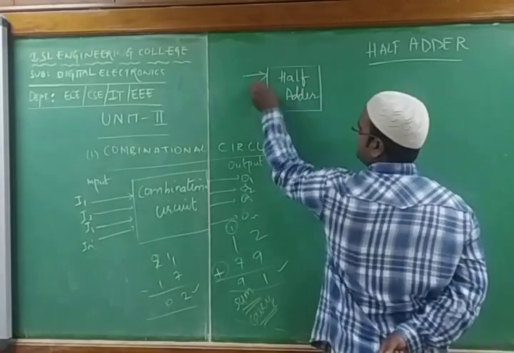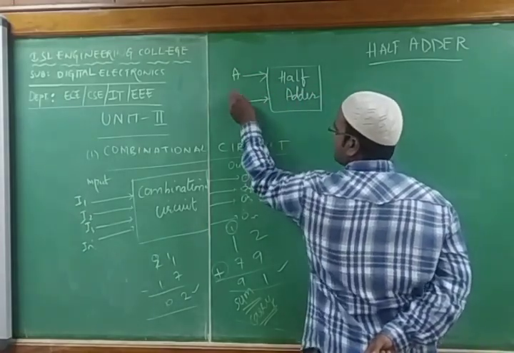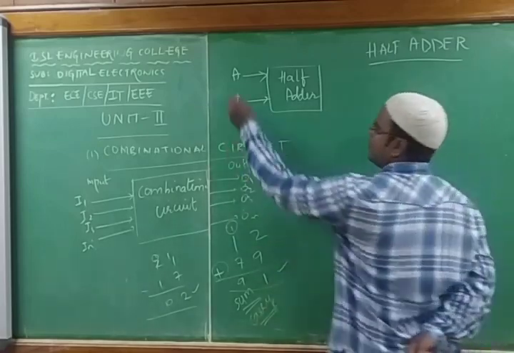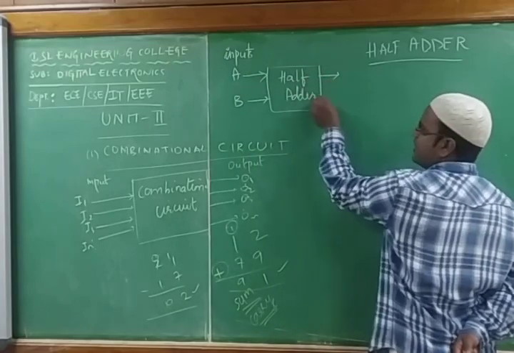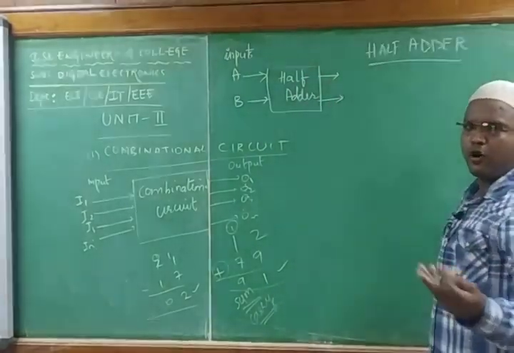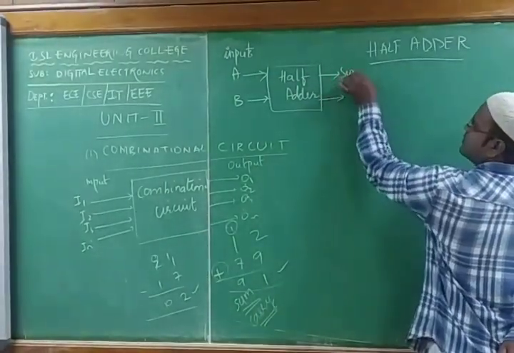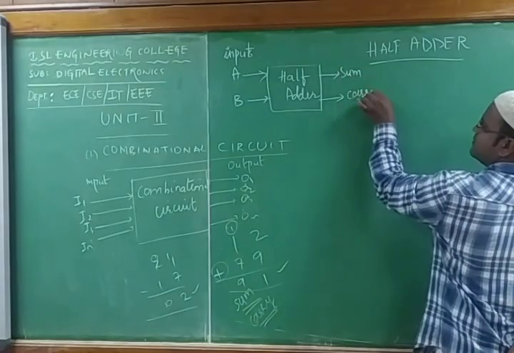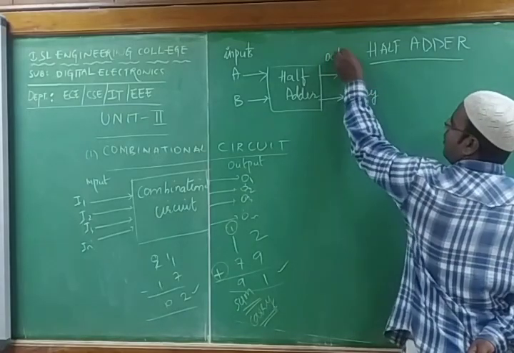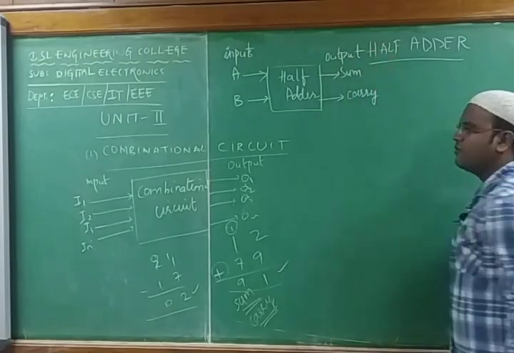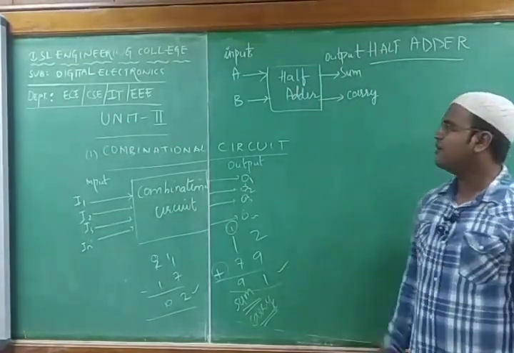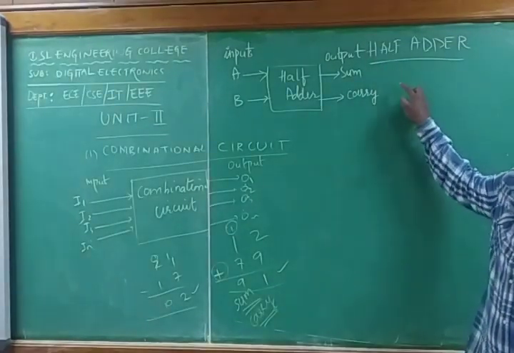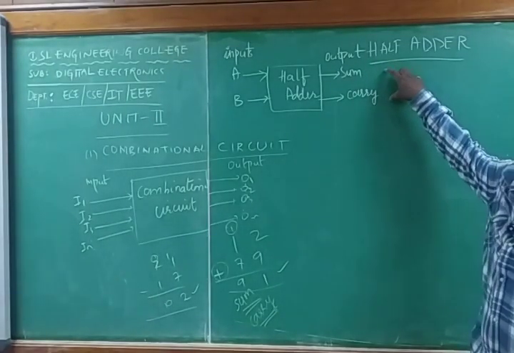I am giving 2 inputs. Suppose this is my input A, and this is my other input B. These are my inputs. So what output do I need to get for addition? We can get 2 outputs, either sum or carry. This is my output part. So when we want to add 2 bits, that is called a half adder. In that, I can get the sum or the carry. These 2 are my output part.